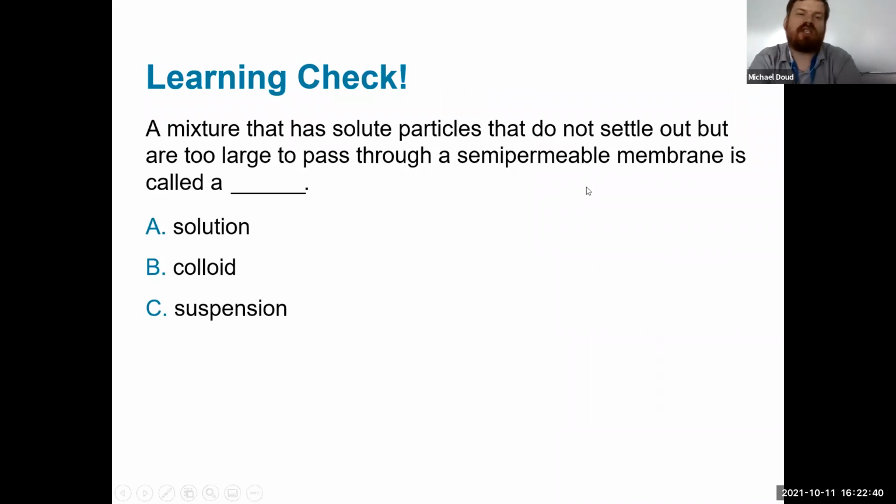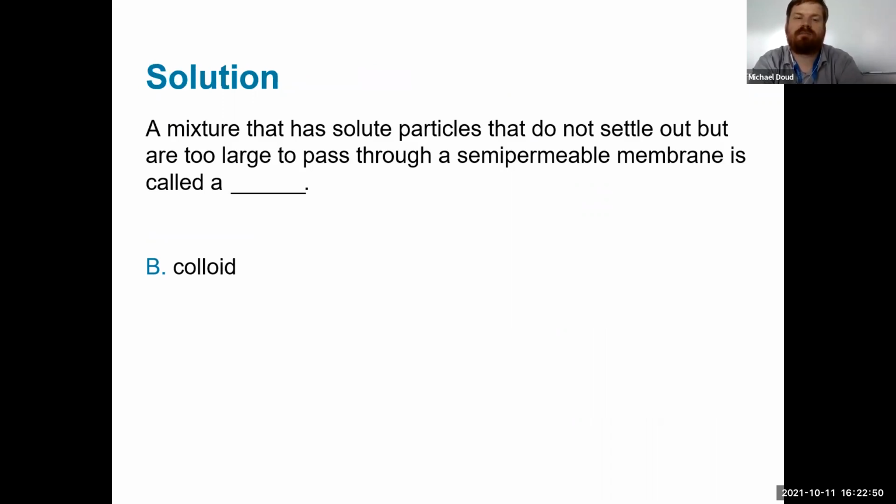So let's go ahead and do a quick learning check here. A mixture that has solute particles that do not settle out, but are too large to pass through a semi-permeable membrane is called a solution. Is it a colloid or a suspension? Well, that means it is a colloid. So solute particles that are too large to pass through a semi-permeable membrane and don't settle out means that it's a colloid.